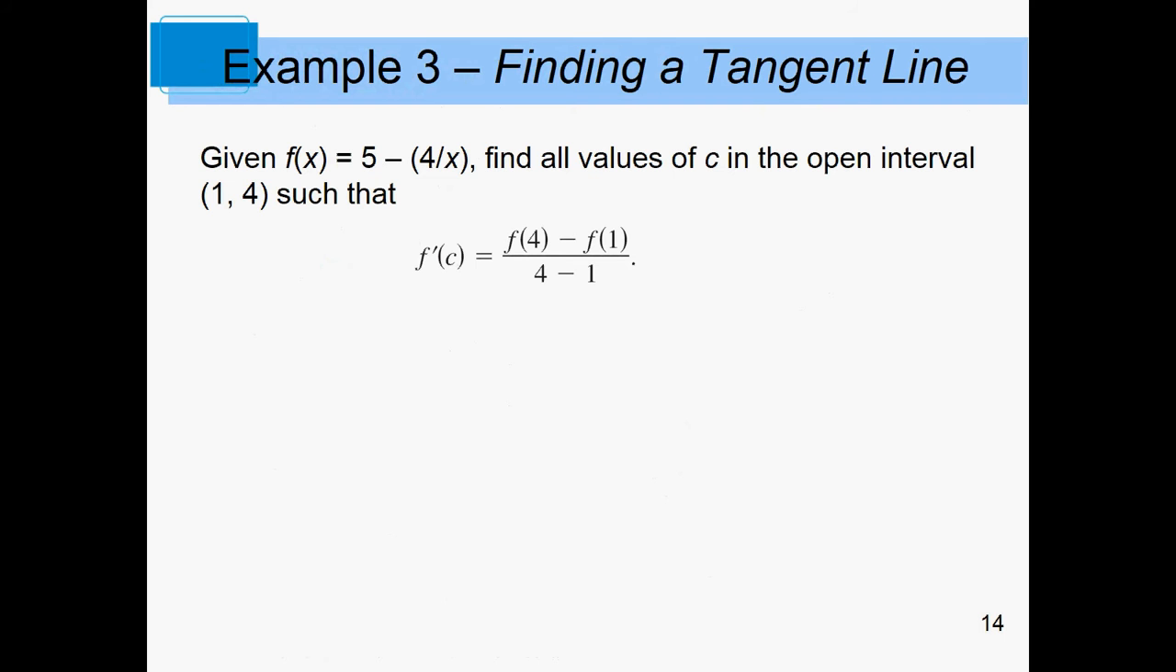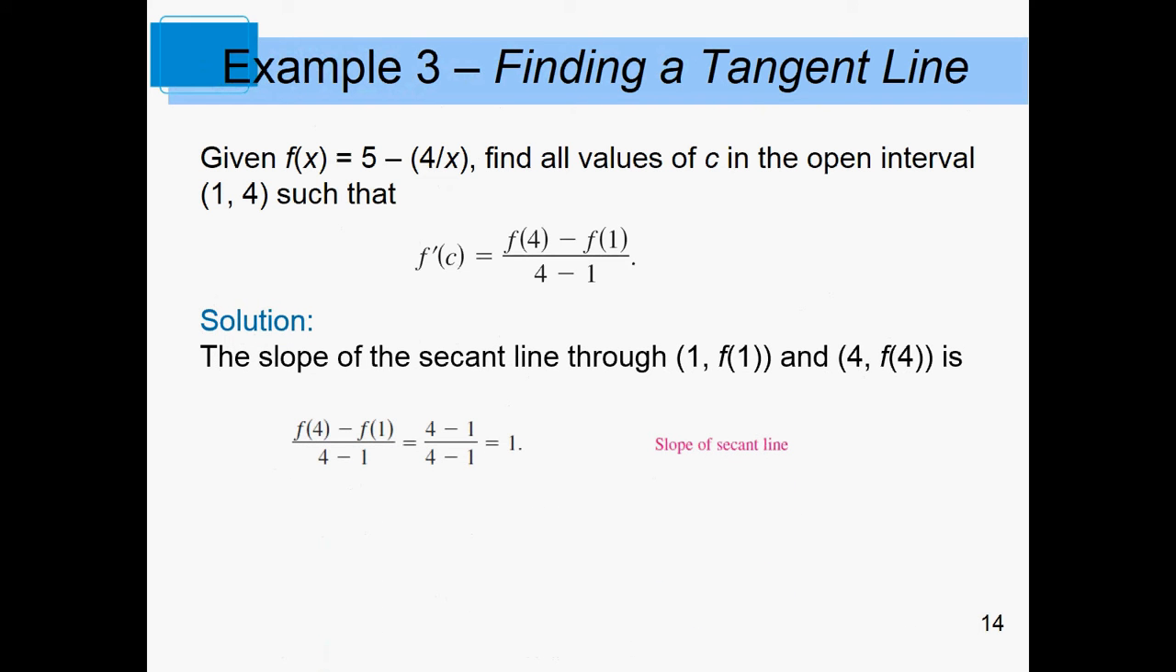So if we're given 5 - 4/x, we want to find all the values of c that give us this value. So we want to say, where does f'(c) equal (f(4) - f(1))/(4 - 1)? If we plug in 4, 4/4 is 1, 5 - 1 is 4. I plug in 1, 5 - 4/1 is 1. So we get 4 - 1, which gives us 3. So we get that the slope is 1. So by the mean value theorem, there has to be some place where the first derivative equals 1. So we just take the first derivative and set it equal to 1 and solve for that x value.